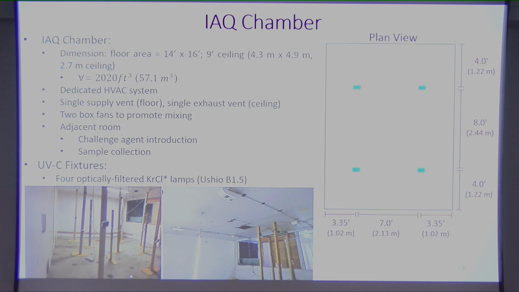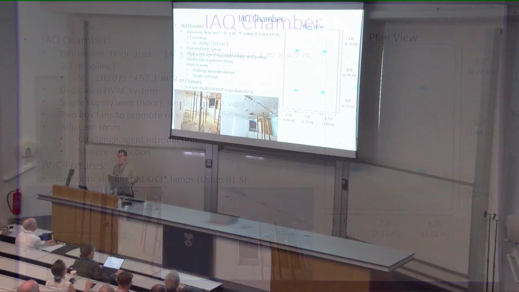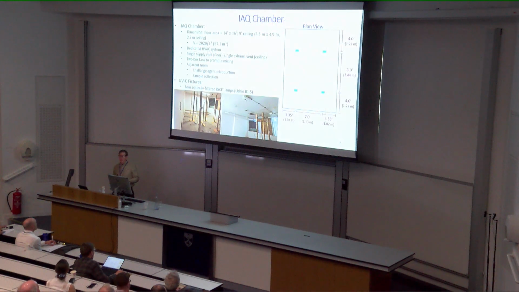minutes. There is an adjacent room that is the room from which we introduce the challenge agent, whatever it might be, and it's also the room from which we collect samples. So we basically drilled holes in the wall so that we can inject through one and collect samples through the other. And then lastly, there are 4 optically filtered krypton chloride lamps that were provided by Ushio. Their orientation in the plan view is illustrated here, more or less a uniform distribution across the ceiling of the room.